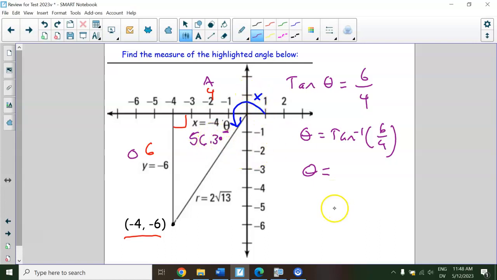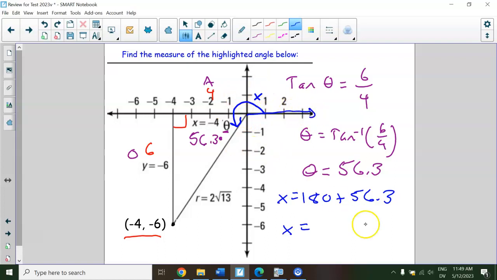My final answer for x, this blue angle x, is just 180 plus that 56.3, because I had to start here on the positive x-axis and go all the way around. So it would be 236.3, I think, if I'm doing the mental math right. It's a 236.3 degree angle, what's shown in blue there.